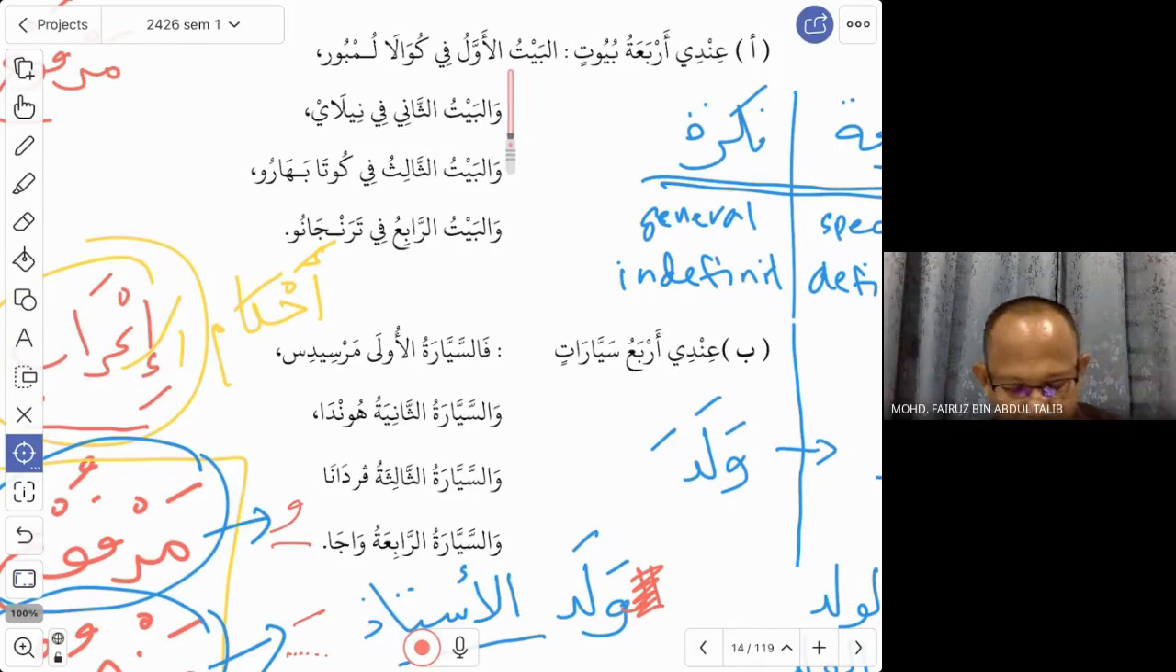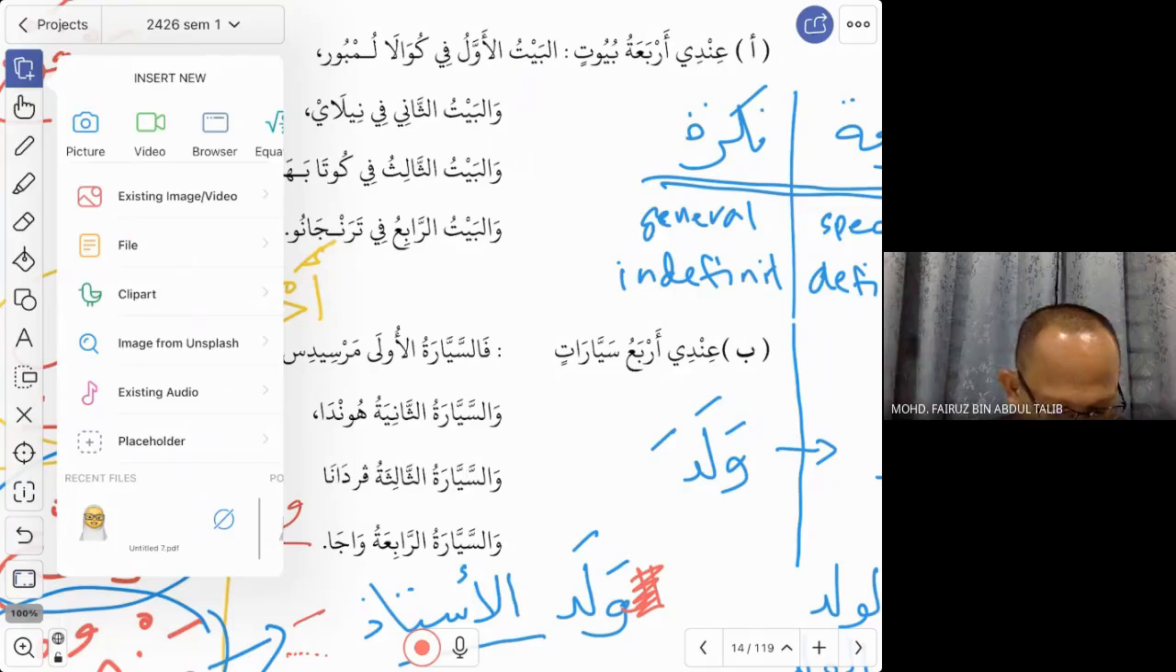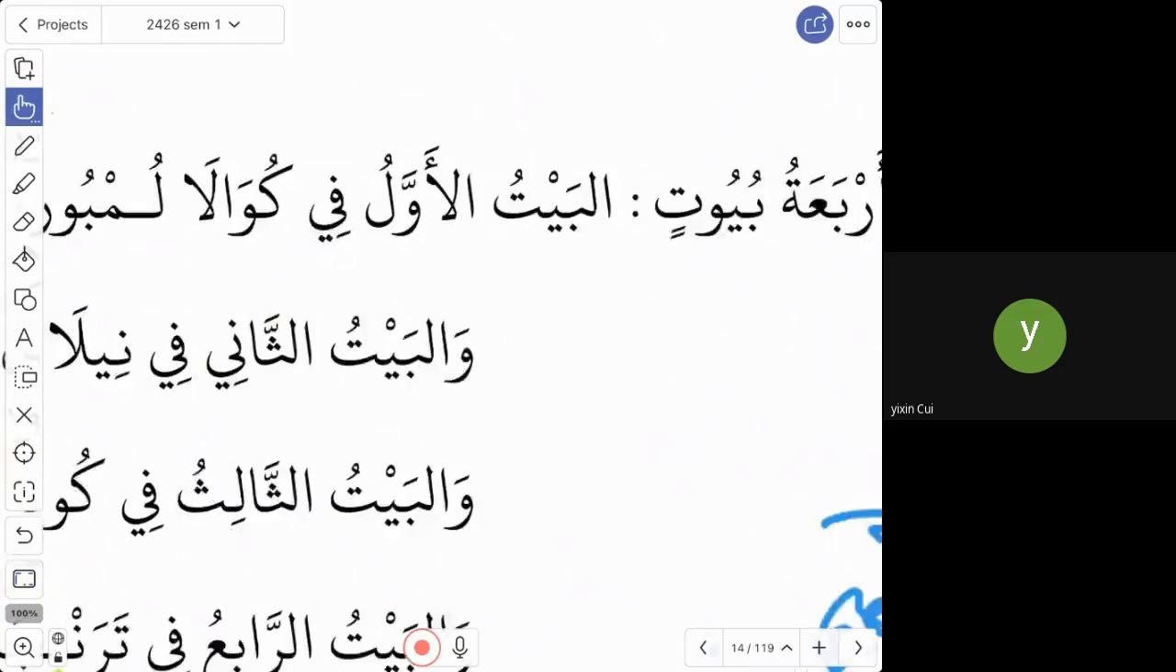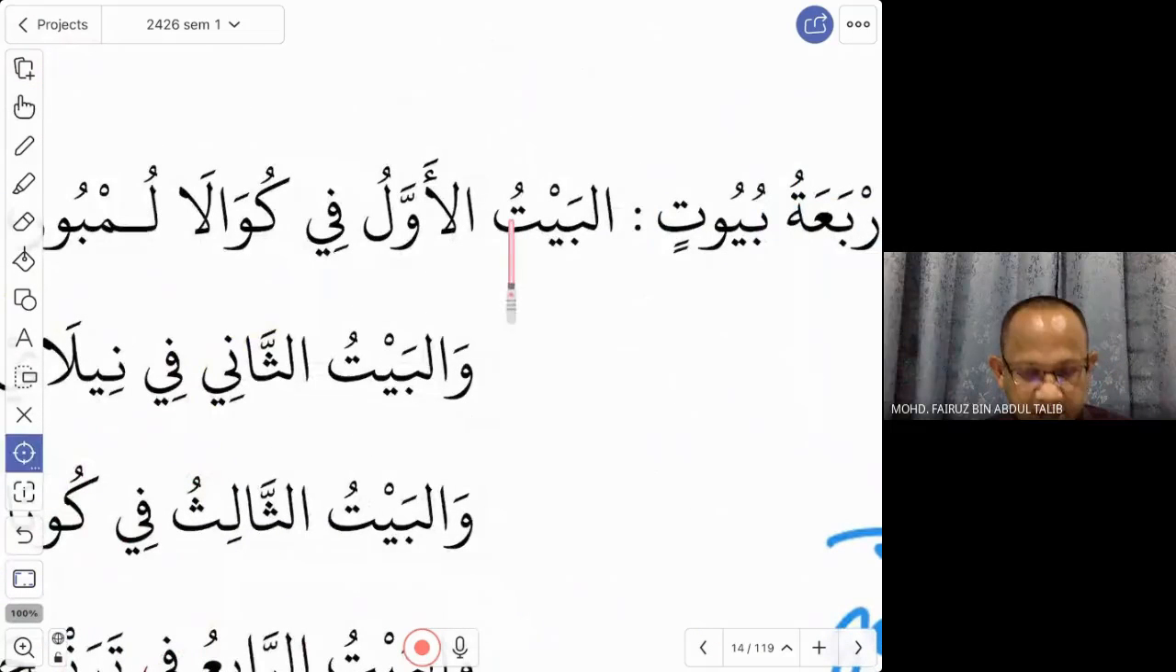Al-Baitu. So here, Al-Baitu, why do you read it with the dhamma? Because this is a mubtada. You want to say the first house. So this is the mubtada, and as we have seen just now, mubtada is always marfu. So when it is marfu, of course, you end it with a dhamma. So you say Al-Baitu. This one we have covered just now.